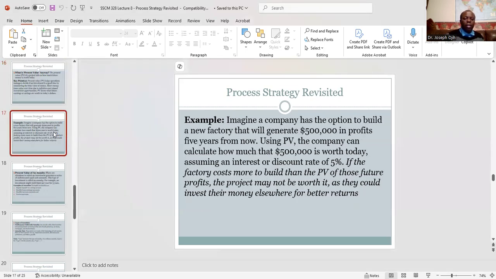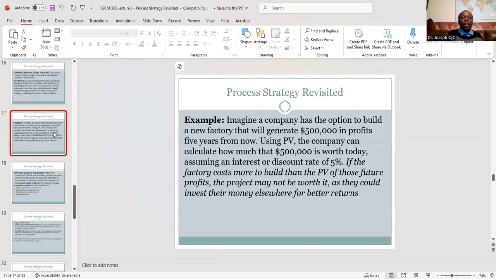Now, let me try with an example. In fact, let me make a general statement about present value. If a factory, for example, costs more to build than the present value of the future profits that will be realized from that factory, then that factory project may not be worth it, because the owner of that factory can invest that money elsewhere for a better return.